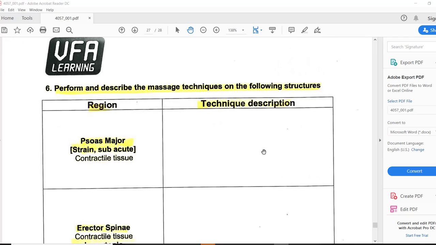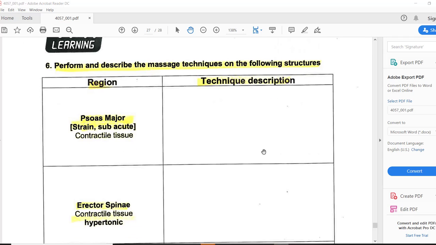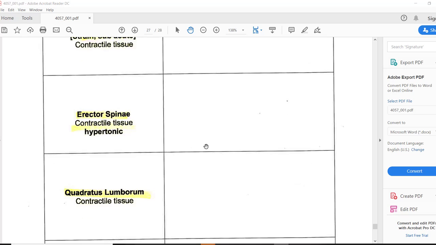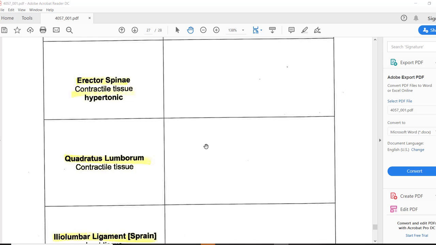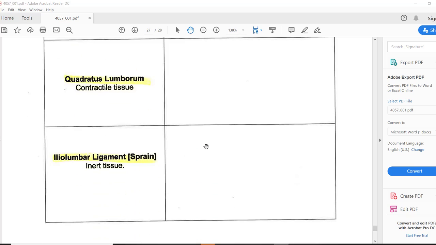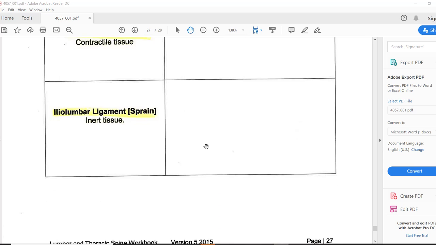For part 6, we need to perform and describe massage techniques on the following structures. So again, the regions have been given to you, but you need to describe what techniques you would do from a massage perspective. So for the psoas major, being a strain in the subacute stage, working on the contractile tissue. The second one for erector spinae, so the contractile tissue that are hypertonic. For quadratus lumborum, the contractile tissue. For an iliolumbar ligament sprain, the inert tissue.